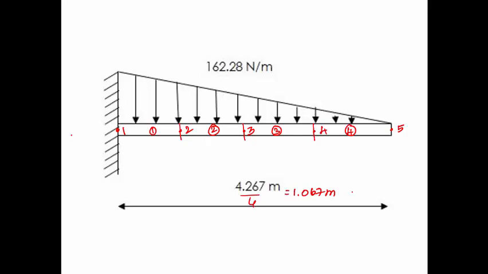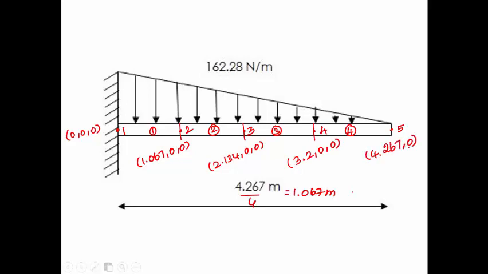So if we consider the first point as the origin 0, 0, 0, then the second nodal point will be 1.067, 0, 0 along the x-axis. Then the third nodal point will be 2.134, 0, 0. The fourth nodal point will be 3.2, 0, 0. Then the fifth point will be 4.267, 0.